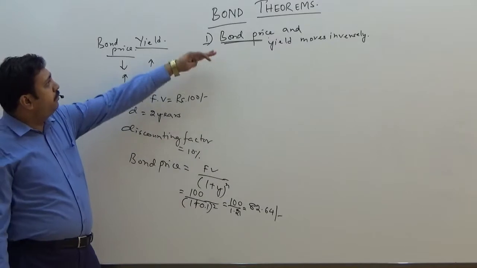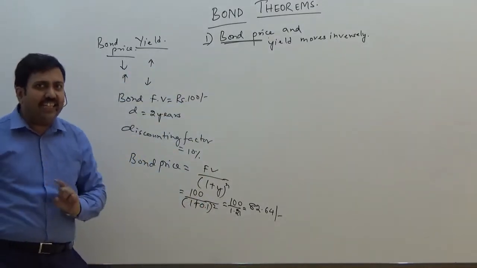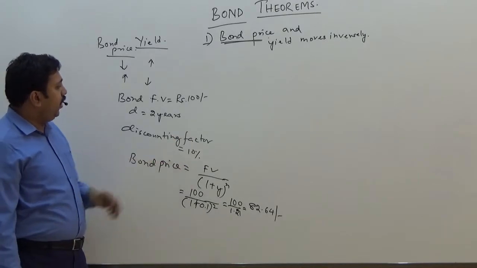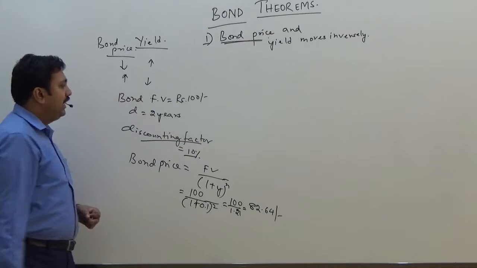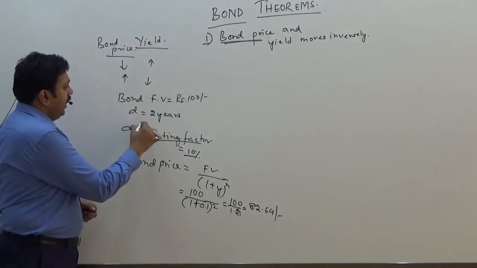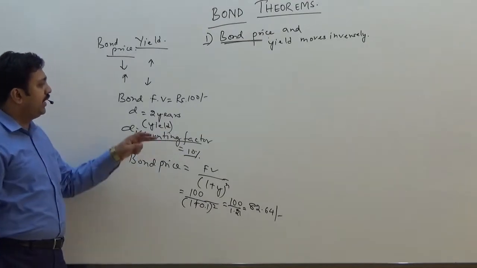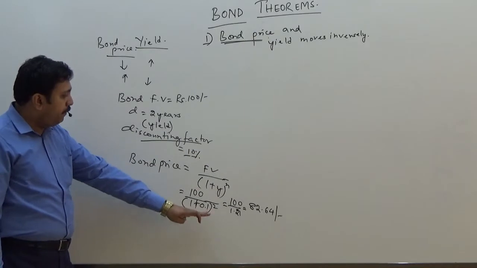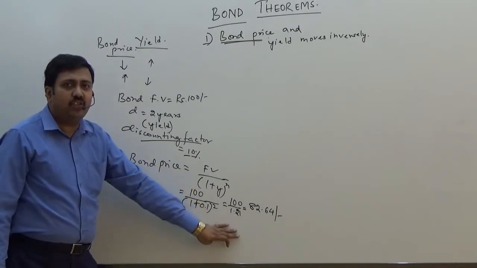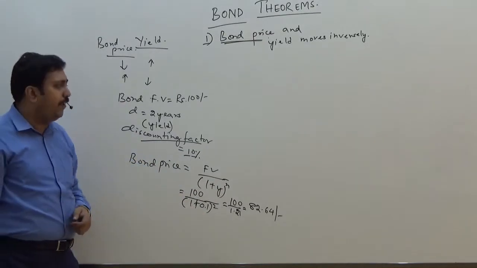Now what does the bond theorem say to us? If I increase the discounting factor, or if I increase the yield rate, the other name of the discounting factor is yield, my bond price has to decrease as per the theorem that we have.